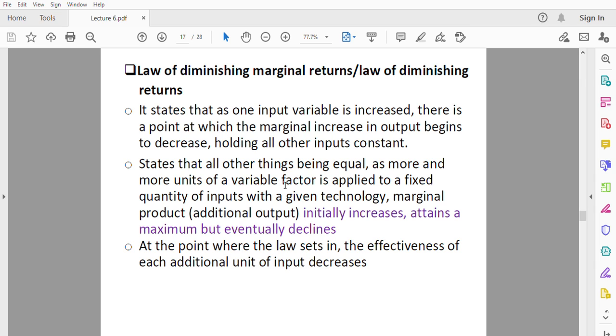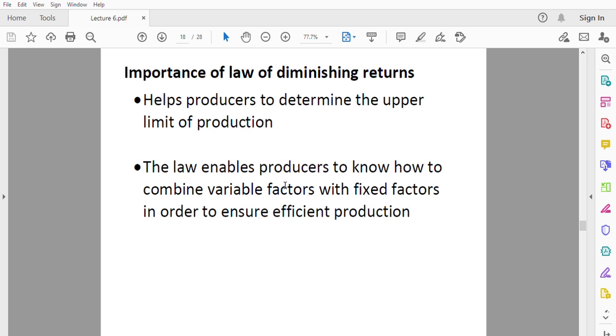So at the point where the law sets in, the effectiveness of each additional unit of input decreases. Okay, so let's look at the importance of the law. Do you think it's important? Yes, it is. The law of diminishing marginal returns.